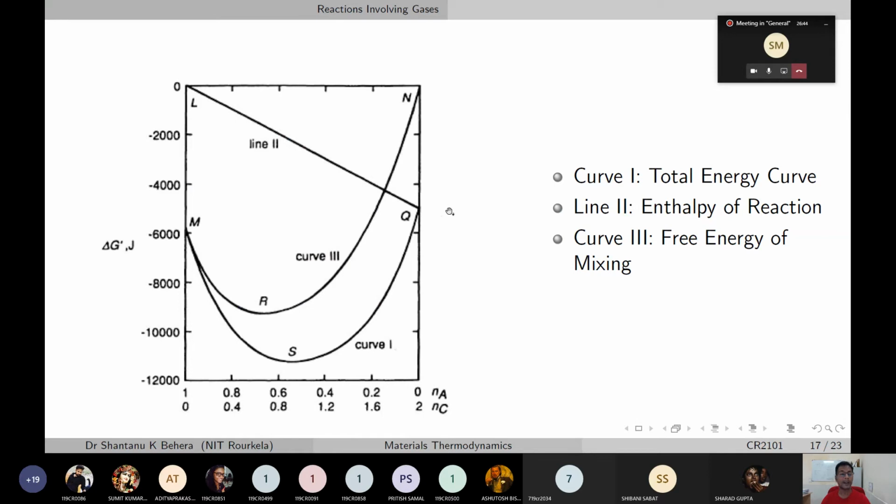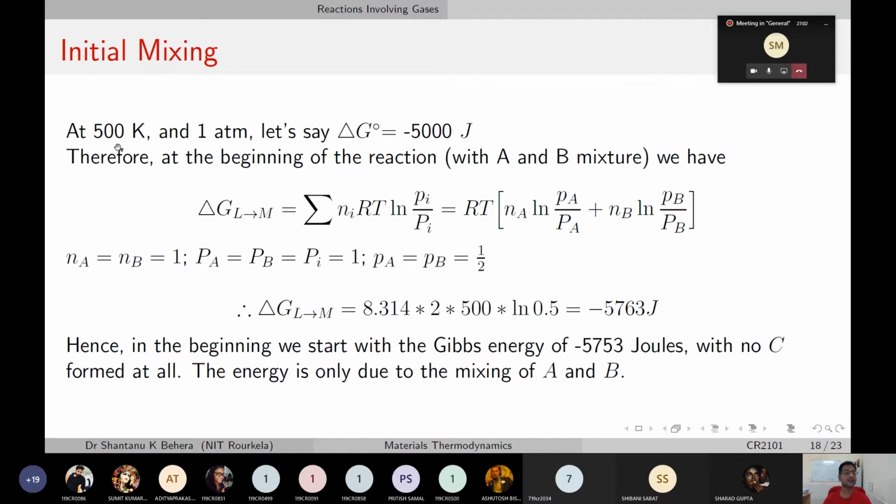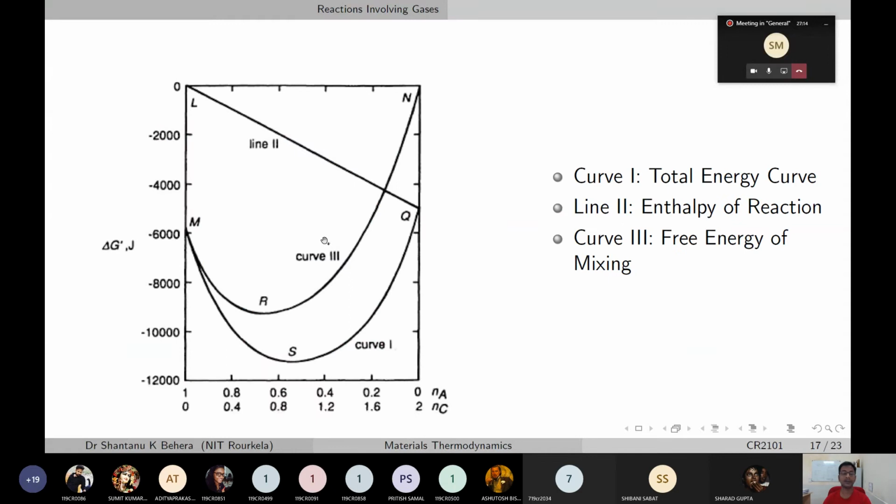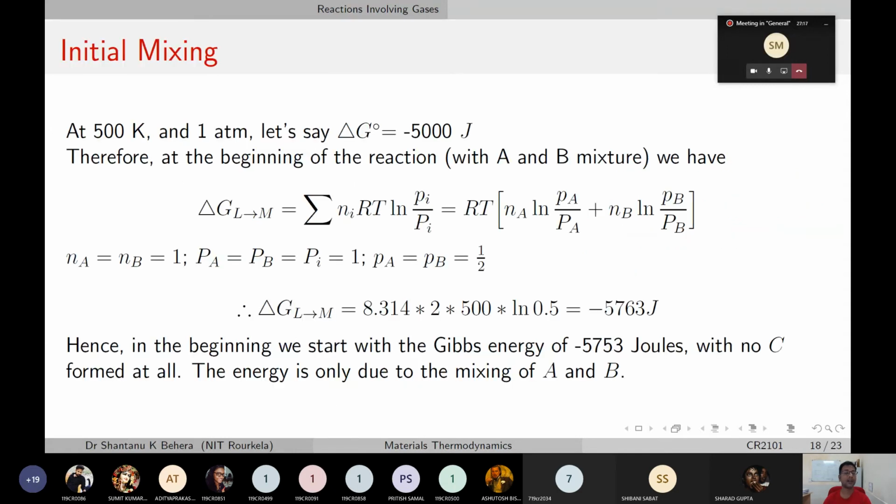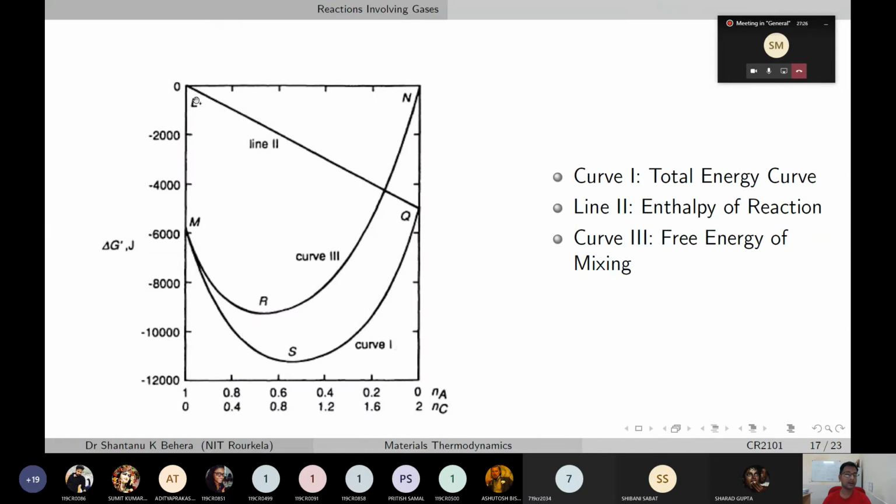All right, but when you talk about the mixing part, even before A and B reacted to form C, A and B were mixed together. Let's see that here. Something is given here from the book. It's at 500 Kelvin for the reaction we're talking about. Let's say that del G0 is minus 5,000 joules. This is just a number corresponding to this diagram. Right now, at the beginning of the reaction, let's say A and B are a mixture and no C is formed, then at this point, let's talk about L to M.